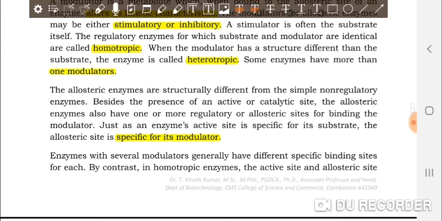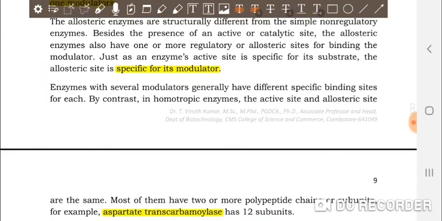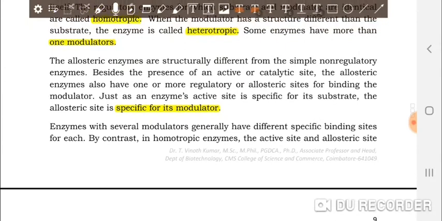The allosteric enzymes are structurally different from simple non-regulatory enzymes. As I told earlier, the enzymes behave in different ways. We have controllable enzymes and non-controllable enzymes. Controllable enzymes are the regulatory enzymes, and non-controllable enzymes are the normal mechanism-obeying enzymes.